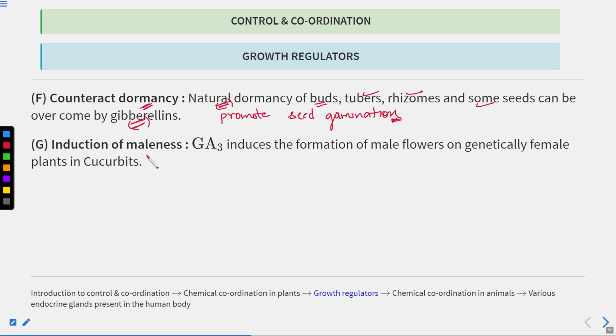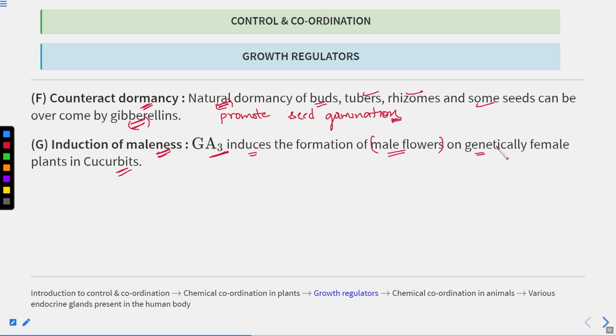Now, the next role is the induction of maleness. Gibberellic acid induces the formation of male flowers on genetically female plants. An example is cucurbits. A gibberellic acid known as GA3 is the most common gibberellic acid that is used, and it induces male flowers. If male flowers are induced, then we can say maleness is induced.